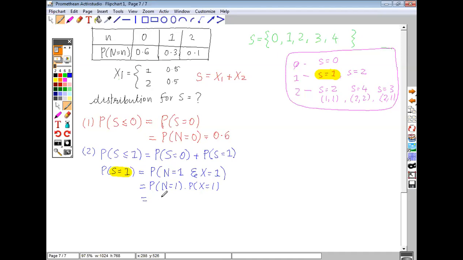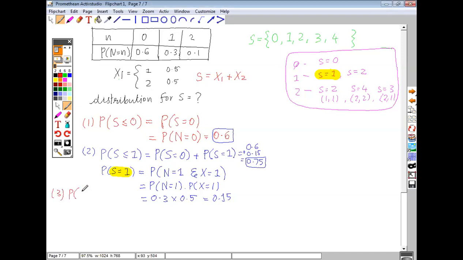It makes sense. So what is the chance that I will observe my n as 1, times 0.5, which is just 0.15. So if I were to rewrite this, it would be 0.6 plus 0.15, which is just 0.75. Okay, that's done.